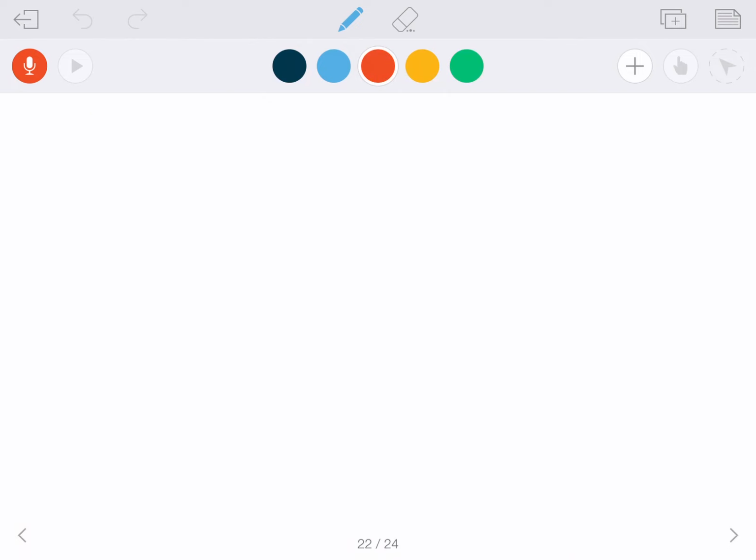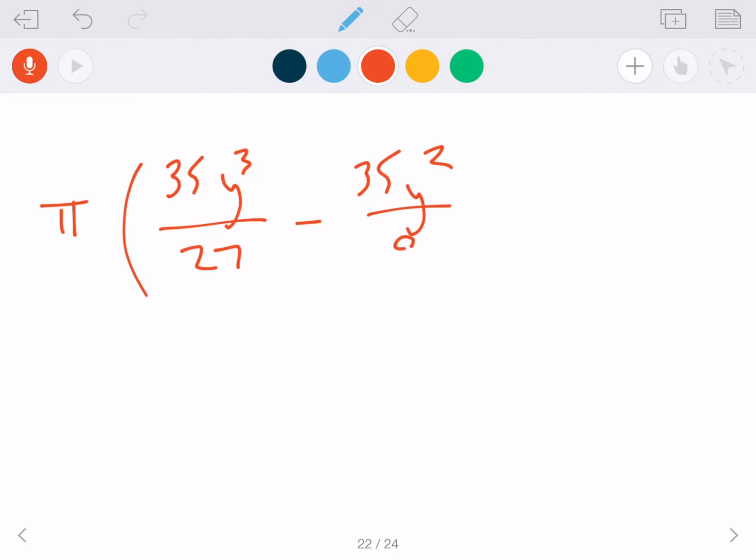So when I integrate that, I get pi times 35y cubed over 3. So I'm doing the 9 times 3 gives me 27. And then 35y squared over 9. So when I divide by the 2, that 70 goes away. And then plus 35y over 9. And I'm evaluating that from 1 to 7.